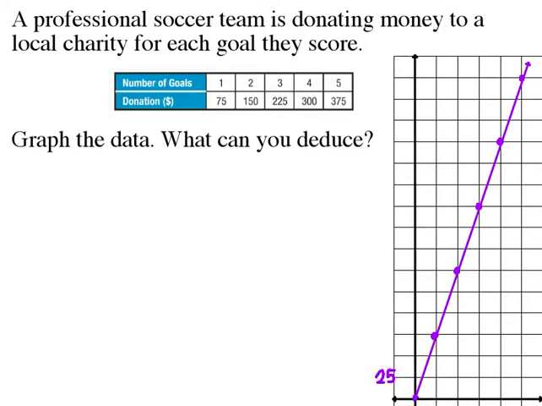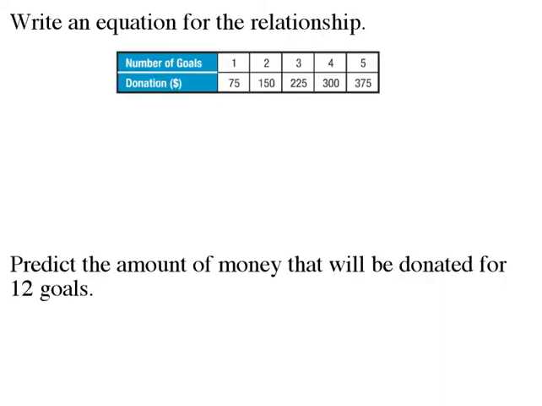Okay. So how much did they donate for each goal? $75. So let's look at the next question. It says, write an equation for the relationship. So first of all, we said in the previous slide that with 0 goals, they give $0. So let's find the rate of change.